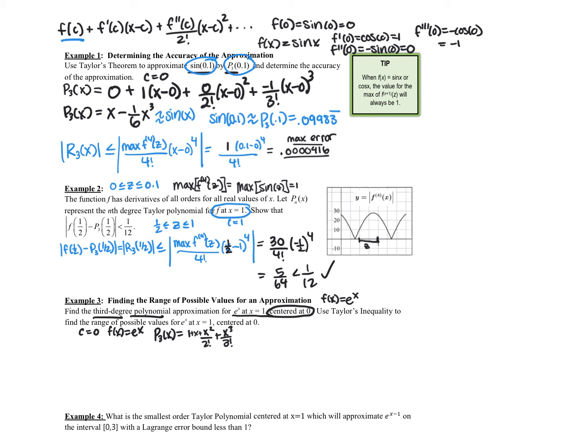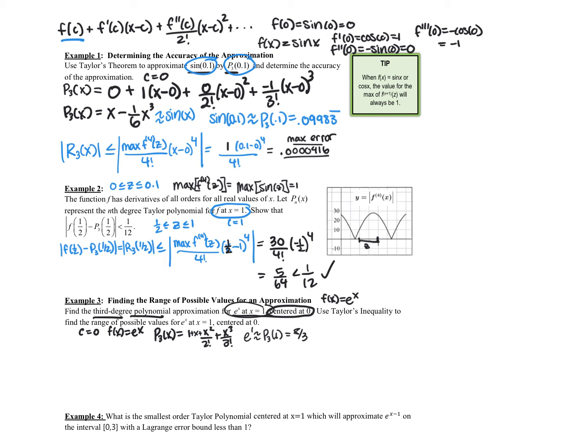So now, we want to approximate e to the x at 1. So we're going to do e of 1. To approximate e to the 1, we're going to plug 1 into our 3rd degree Taylor polynomial. And if you plug that in, you will get 8/3. If you plug 1 in here, you'll get 8/3. Okay? So that's an approximation.